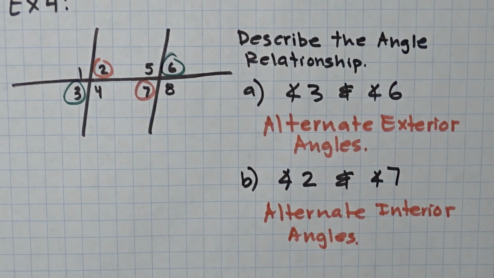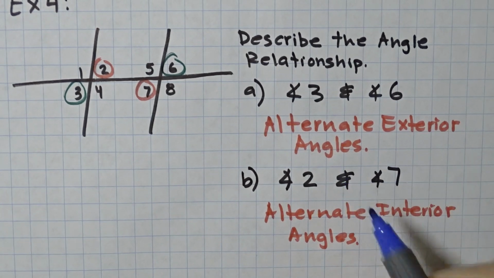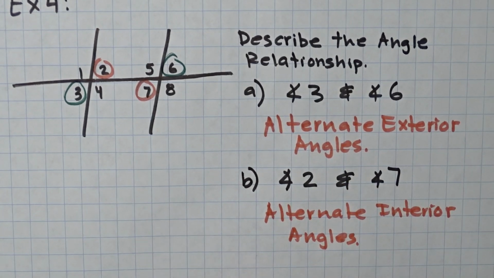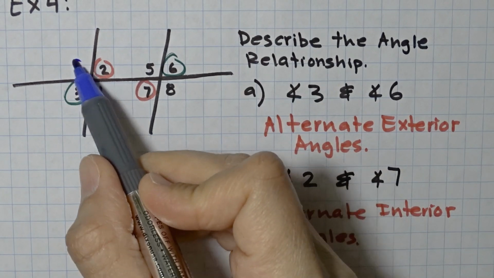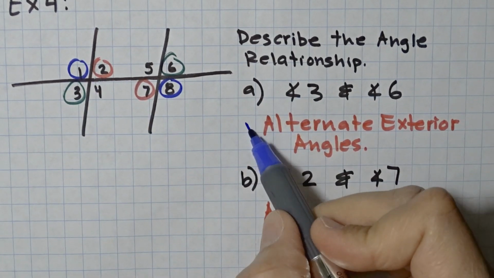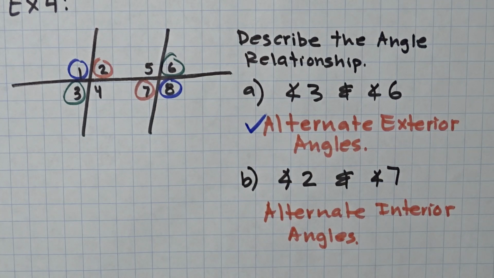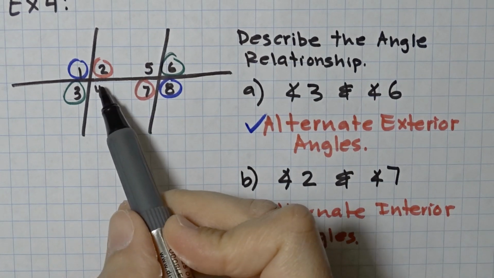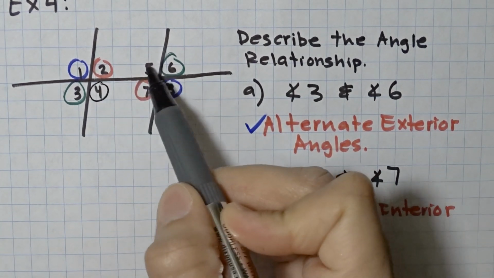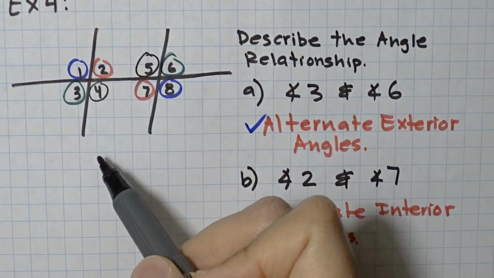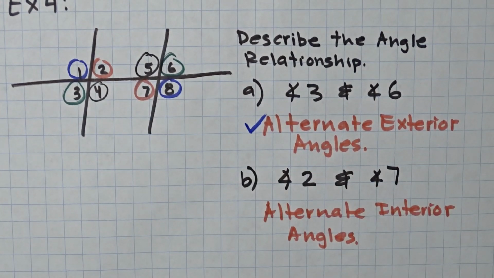And there's not just 3 and 6 as the only pair of alternate exterior angles. What other pair is alternate exterior? It's going to be 1 and 8. 1 and 8 is an example of alternate exterior angles because they're on the outside exterior and one's on top, one's on the bottom, so they're alternating. And lastly, we have another pair of alternate interior. 4 and 5 are on the inside of the parallel lines. One's on the top, one's on the bottom, one's on the right, one's on the left. So those are also alternate interior.